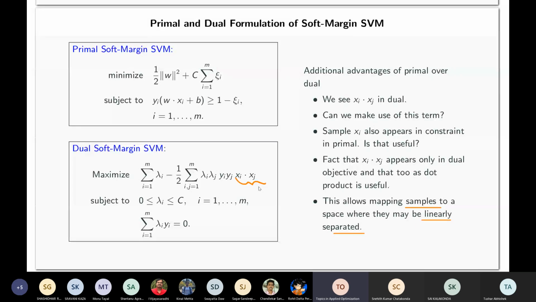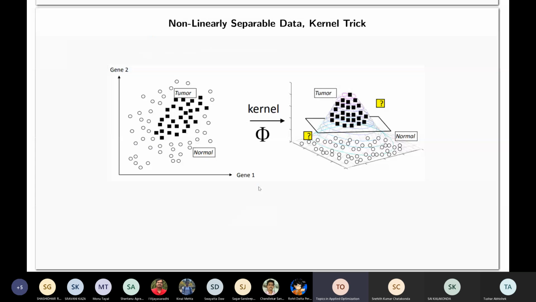Okay, so let me proceed before I answer this question. So remember, in the beginning of the SVM, we talked about also some nonlinear data like this.